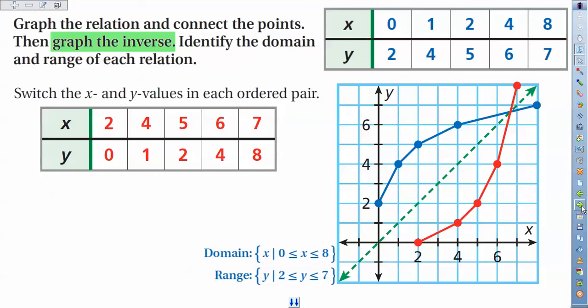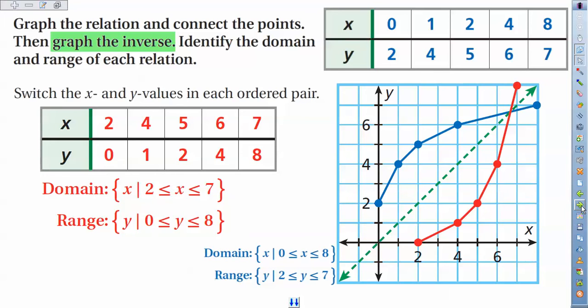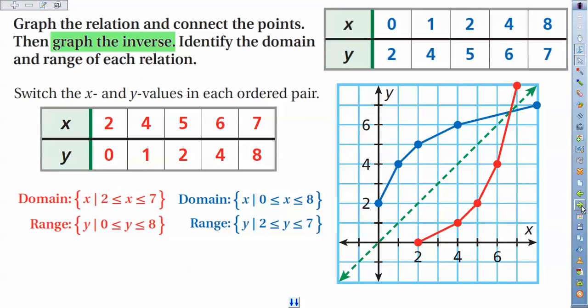Now what about the domain and range? What do you notice about, or what do you predict is going to happen with the domain and range here? Yeah, that domain and range is just going to switch their spots. When we look at both there, notice the domain and range switch just like x and y switch. Kind of makes sense, right?